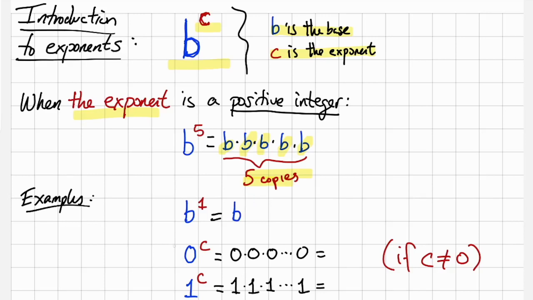If we take 0 to the cth power, that's c copies of 0. 0 times 0 times 0 times 0, which gives us 0. And if our base is 1, then 1 to the cth power is 1 times 1 times 1 times 1, which is equal to 1.